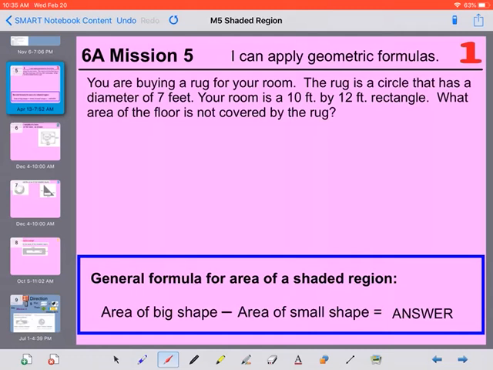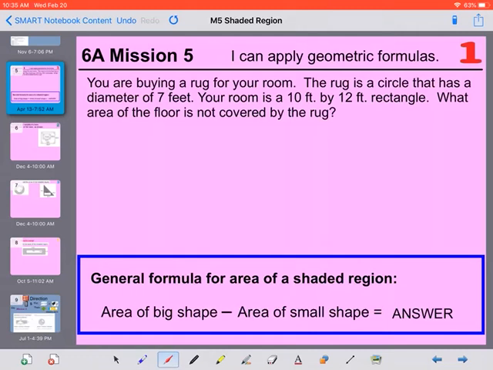Today we are doing our last mission, or mission 5, applying geometric formulas. Today we're looking for the area of a shaded region. So it says you're buying a rug for your room. The rug is a circle that has a diameter of 7 feet. Your room is a 10 feet by 12 feet rectangle. What area of the floor is not covered by the rug?